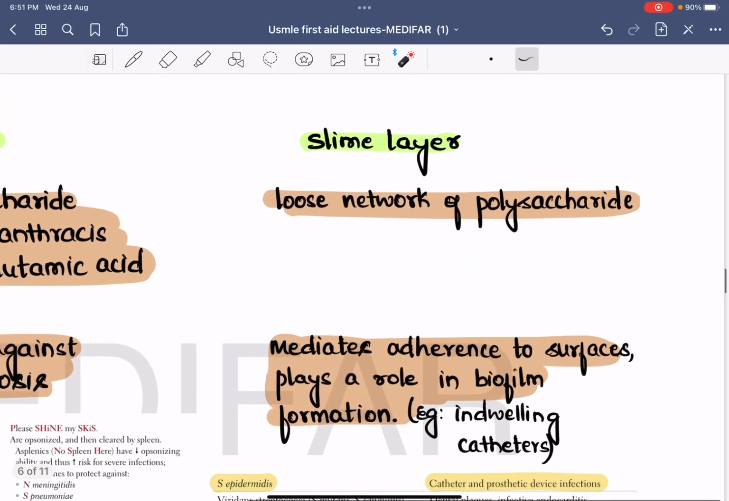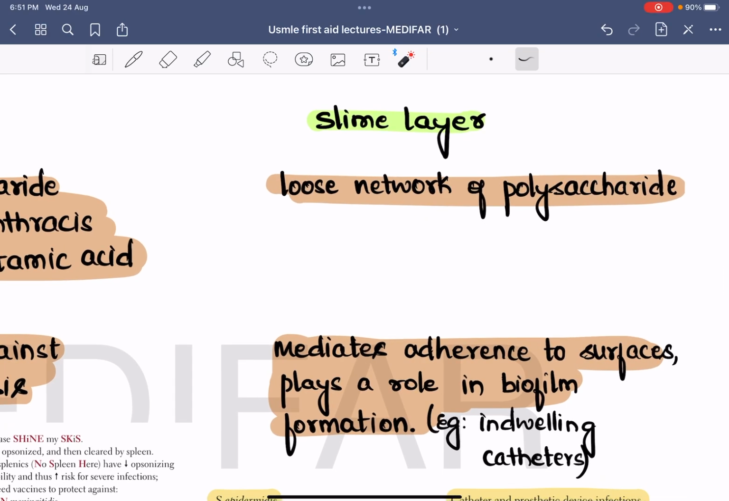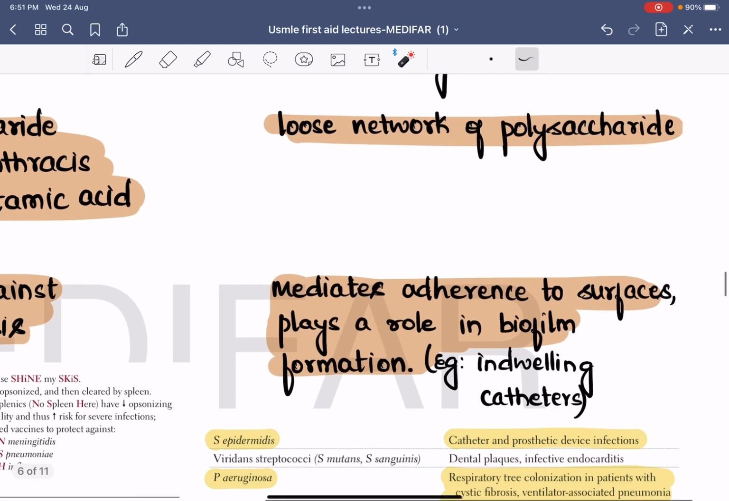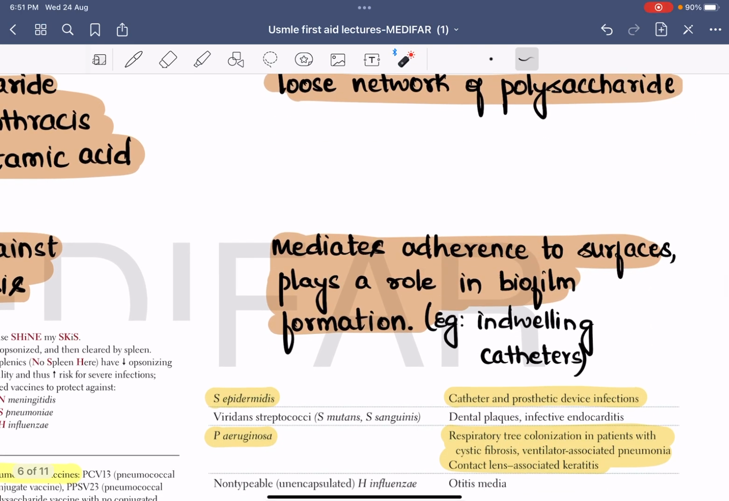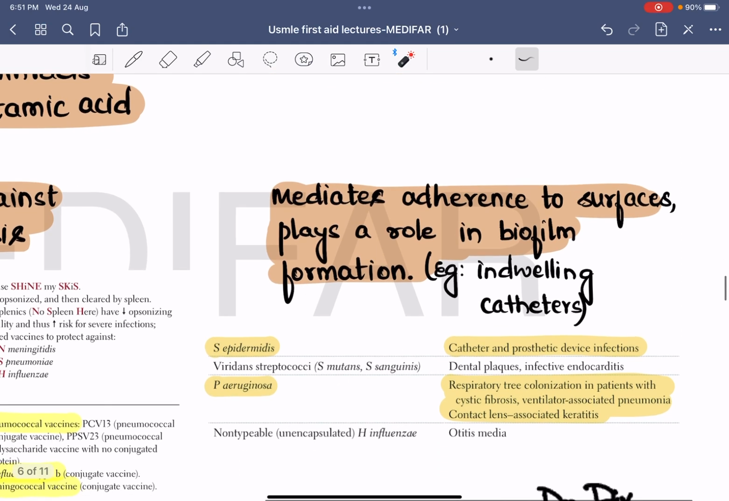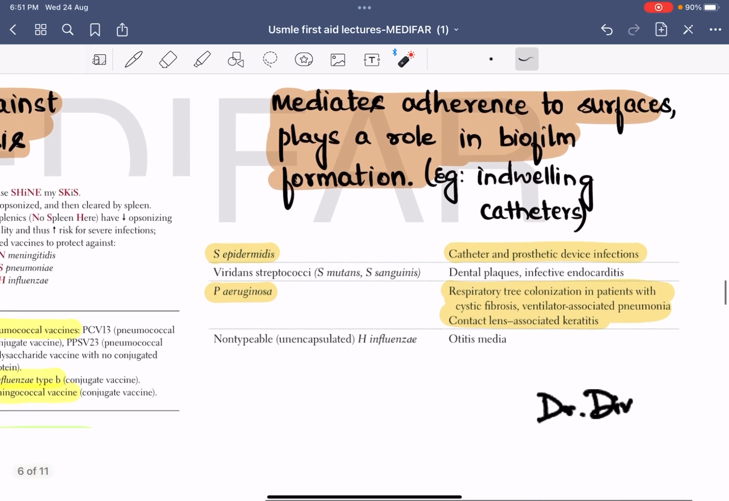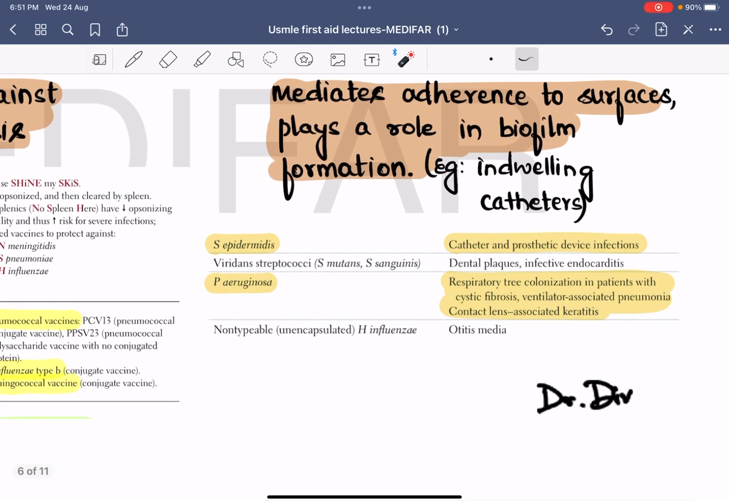Coming to the slime layer, I told you the composition is the same, just the arrangement differs, that is a loose network of polysaccharide. This mediates adherence to surfaces, and the slime layer or glycocalyx plays an important role in biofilm formation, like on indwelling catheters. We need to remember certain bacteria of medical importance, like Staphylococcus epidermidis, that is catheter and prosthetic device infections; Viridans group, dental plaques, infective endocarditis; Pseudomonas aeruginosa.